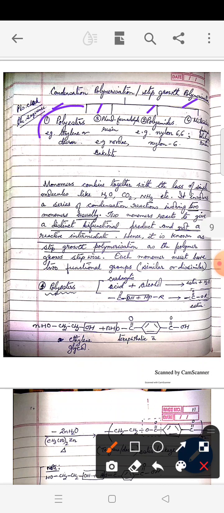Now, as the name suggests, polyester, you can understand that the chain which will be formed will have too many ester groups.